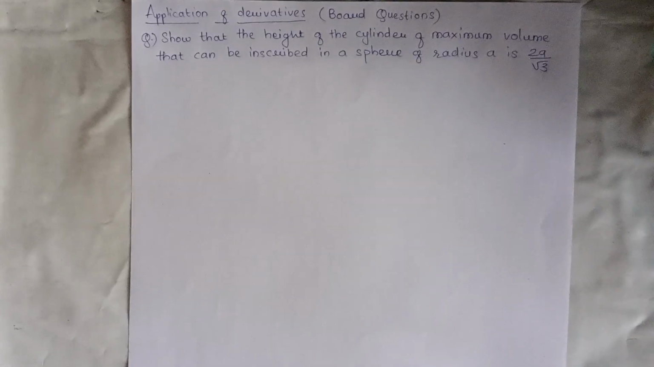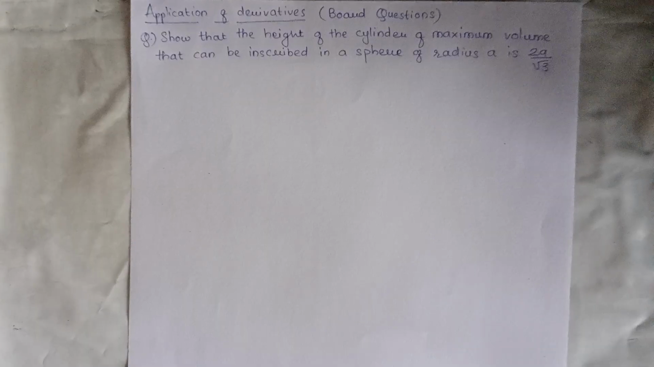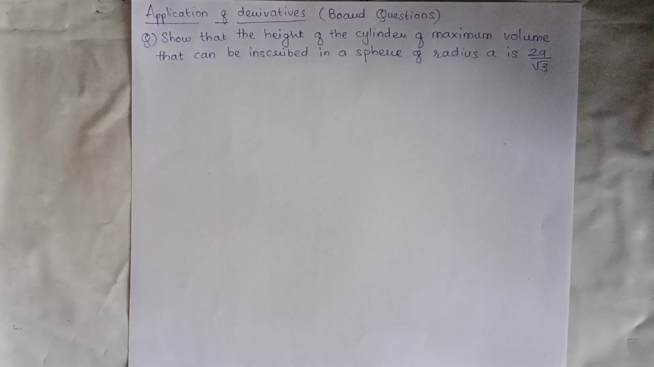Hello students. So today we'll do some problems based on application of derivatives. So first example: show that the height of the cylinder of maximum volume that can be inscribed in a sphere of radius a is 2a upon root 3.